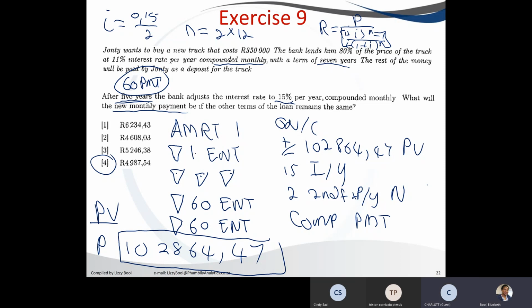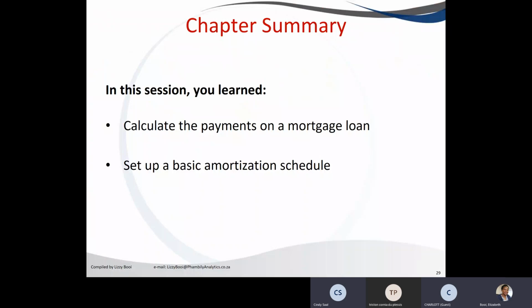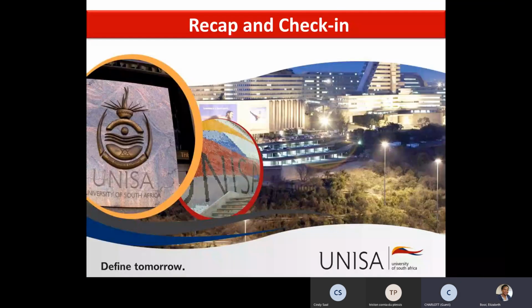And with that, it concludes today's session. Just to wrap up, we learned how to do the amortization for the rest of the session to calculate more amortization questions. If you have another question.